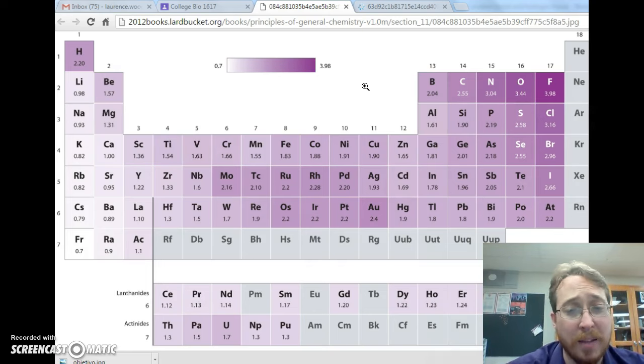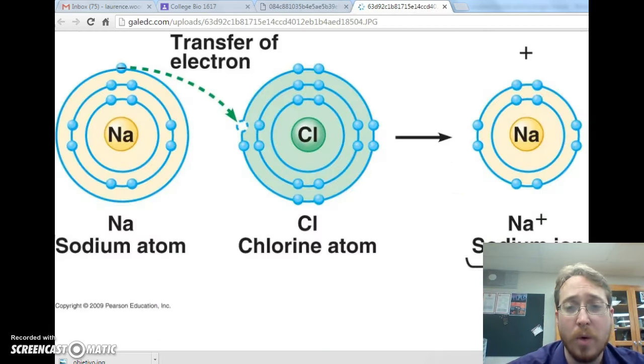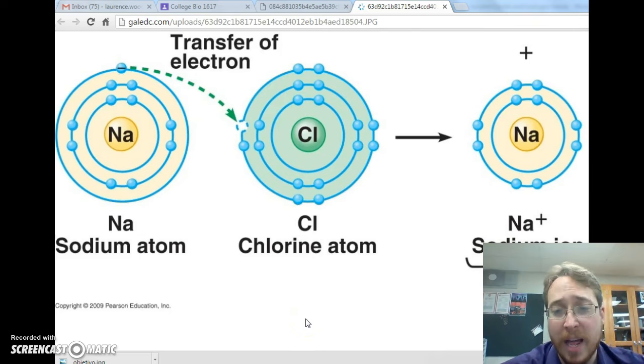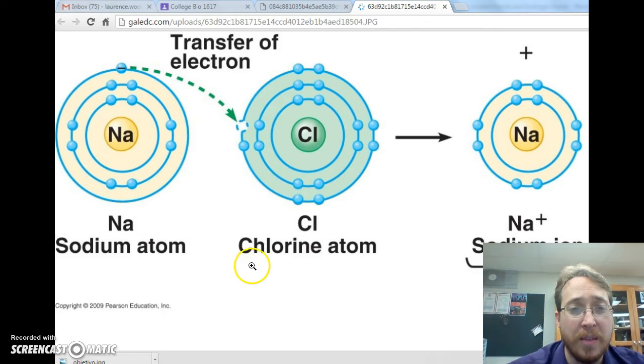Now, electronegativity explains bonding, and there are 4 bonds that we're going to discuss. The first is ionic bonds. So in an ionic bond, we always have an element of high electronegativity and an element of low electronegativity. So let's take a look at this. In this example, chlorine is our high electronegative atom, and sodium is our low electronegative atom.